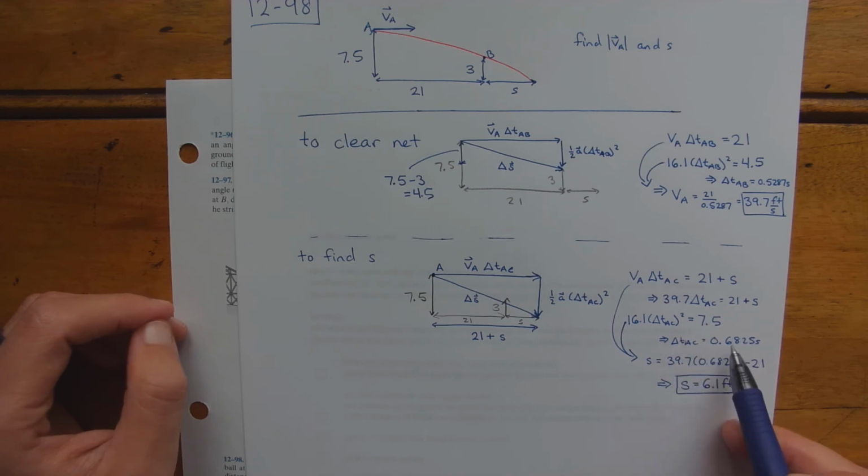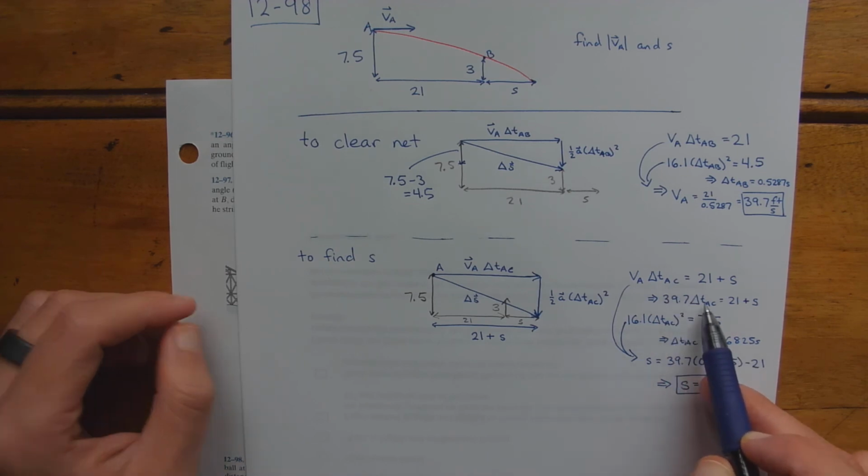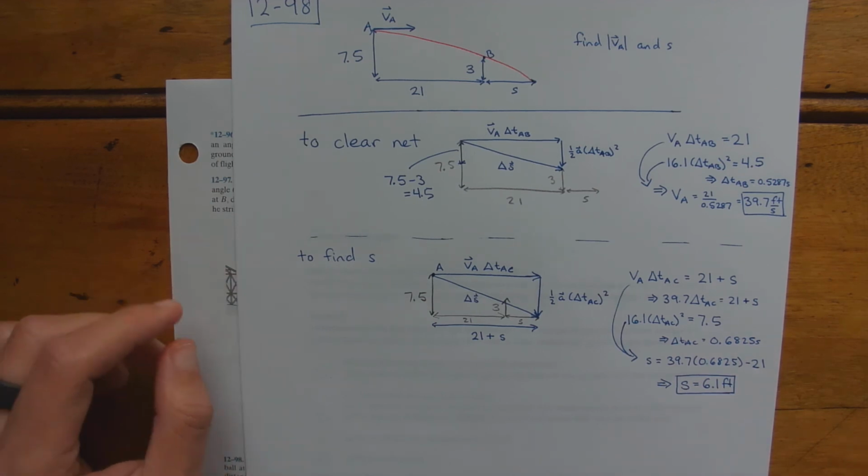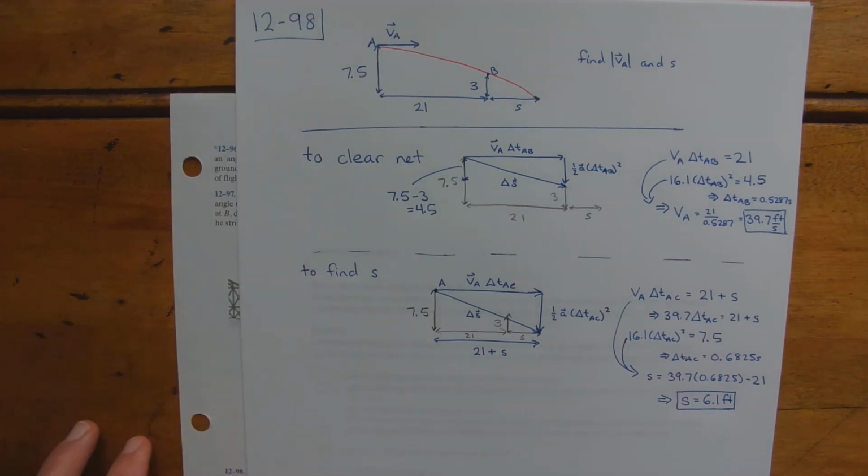I can solve this for delta t, and then I can take that and put it into the equation that I have up here, and that will allow me to solve for s, which is 6.1 feet, and that concludes problem 98.